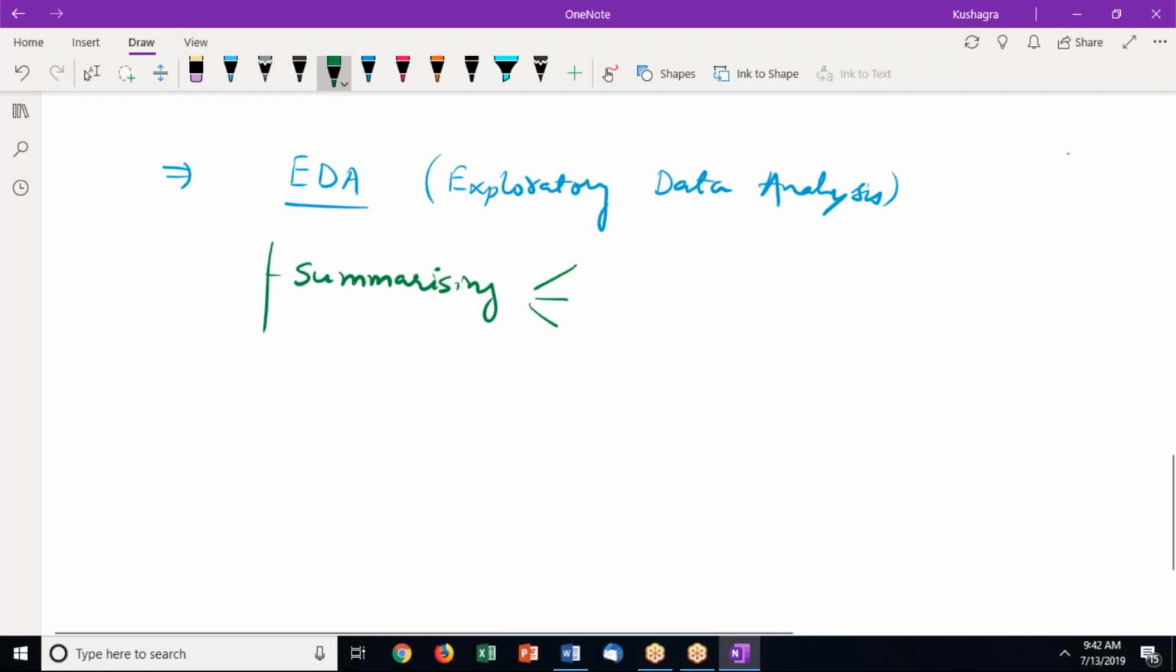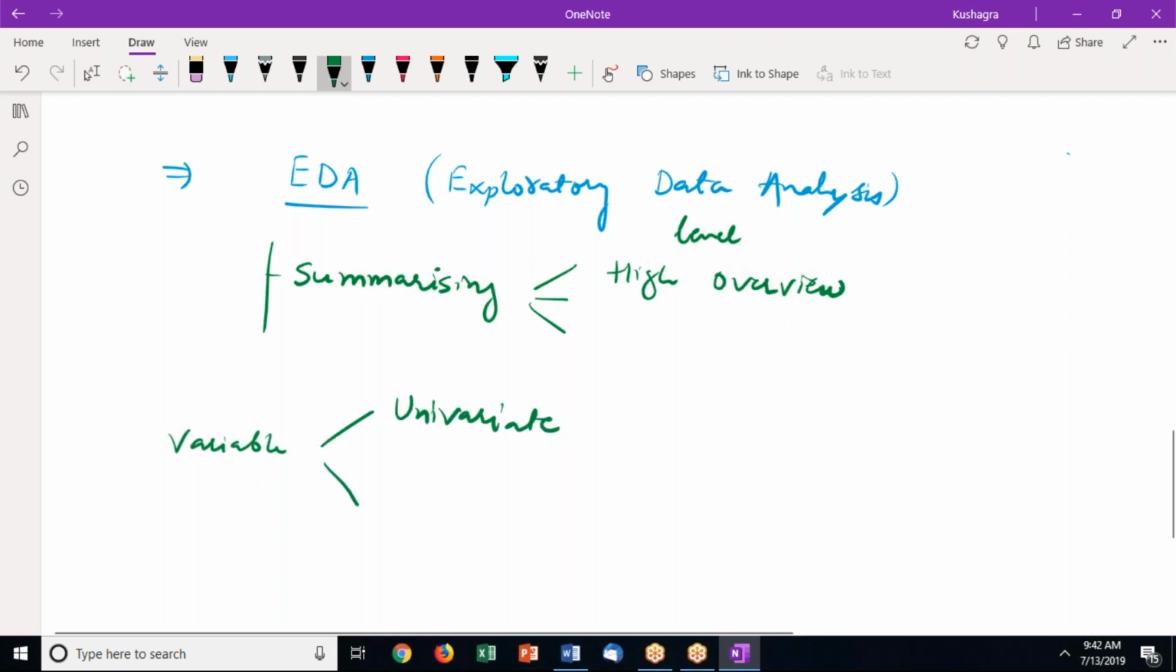You want to understand the high level overview of the data. If you have, say, 100 different variables in your data set, you would want to explore each variable. So exploratory data analysis can be of two types. It can be a univariate analysis, where you explore each variable individually, or a bivariate analysis, where you try to find the relationship between two variables.